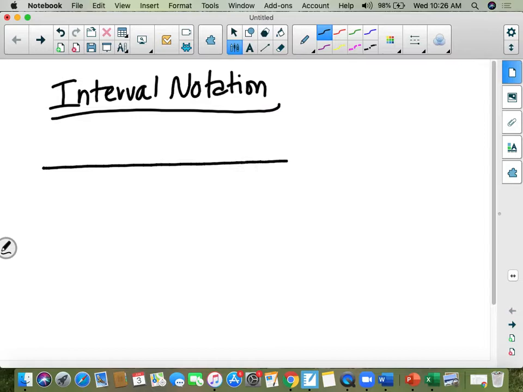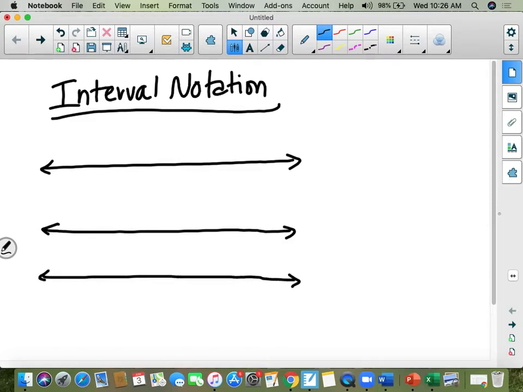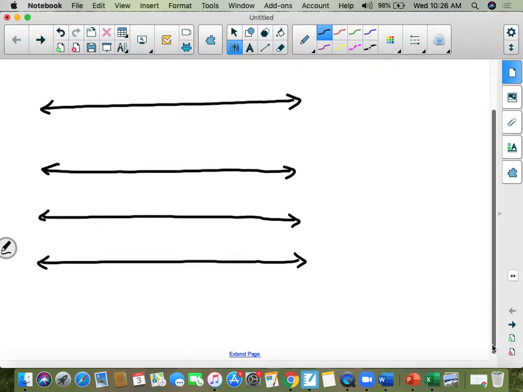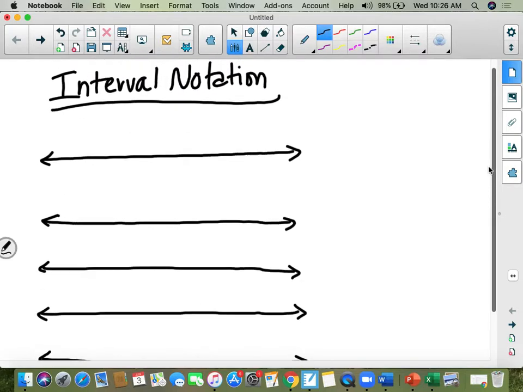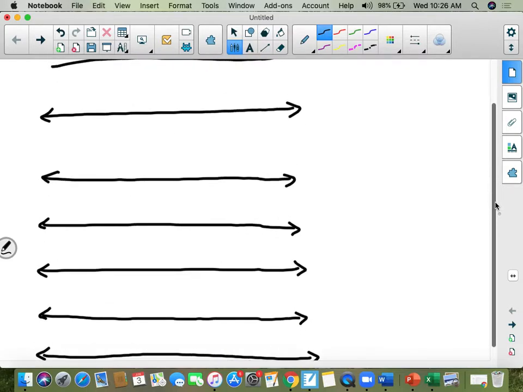So basically, I want you to put a bunch of number lines on here. I'll just do a couple of them. Here's 0. Let's put 1 and put an open circle and shade to the right. Here's 0. Here's a -2. Closed circle, shade to the left.